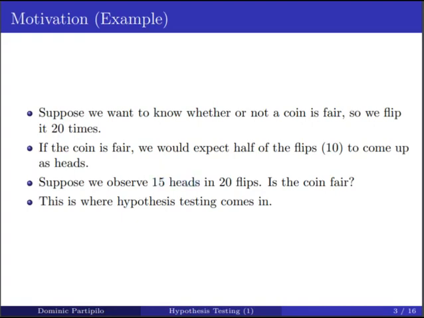So now we have to ask ourselves, is the coin fair? Well, it's kind of difficult. Of course, it's possible that we would get 15 heads in 20 flips, but is it so extreme of a result that we can conclude that the coin is not fair? That's kind of hard to know just by eyeballing it. So we have to objectively decide one way or another if the coin is fair. So this is where hypothesis testing comes in.